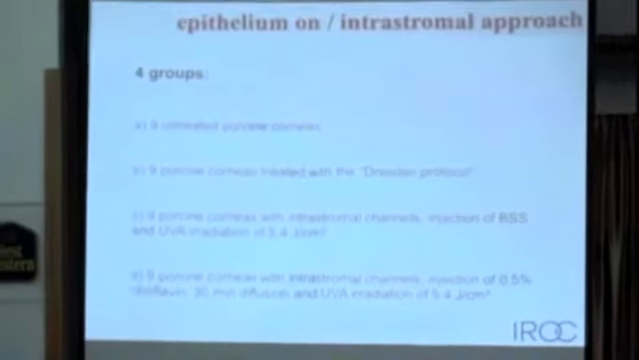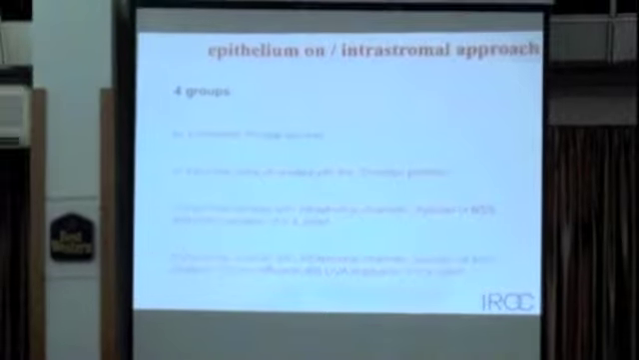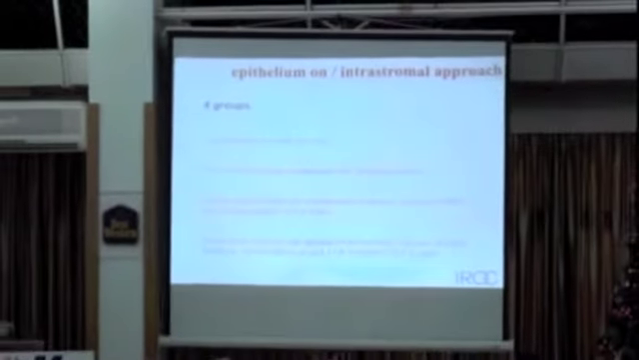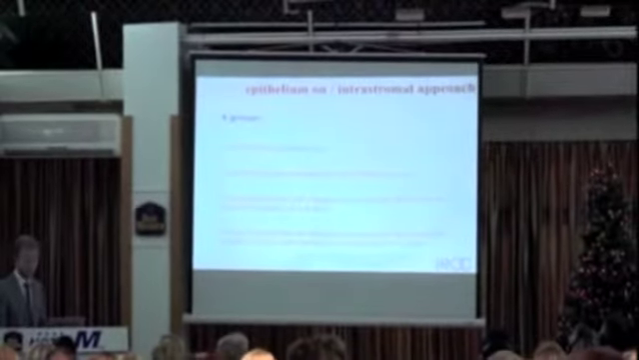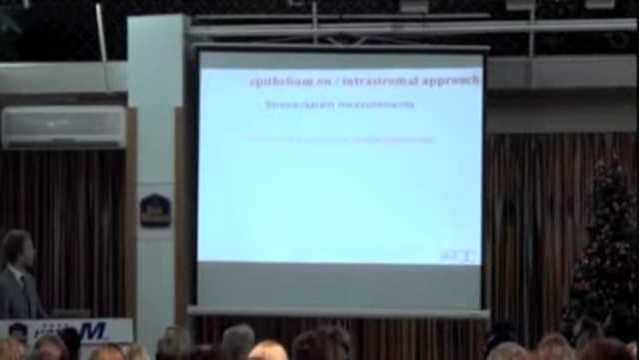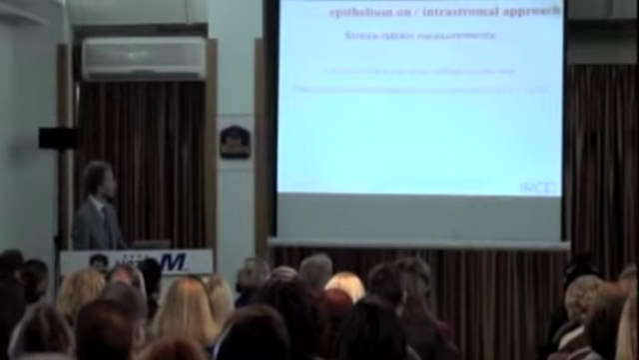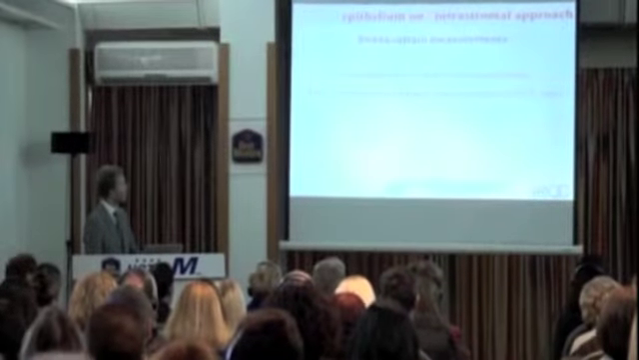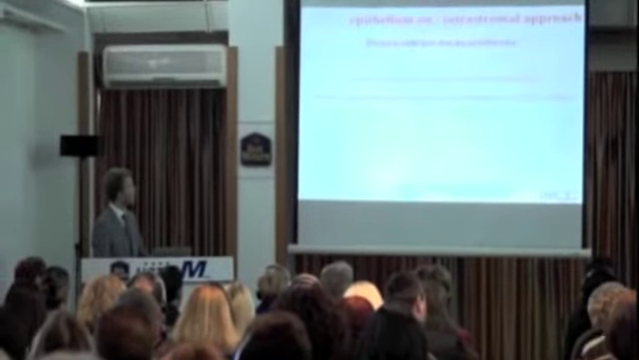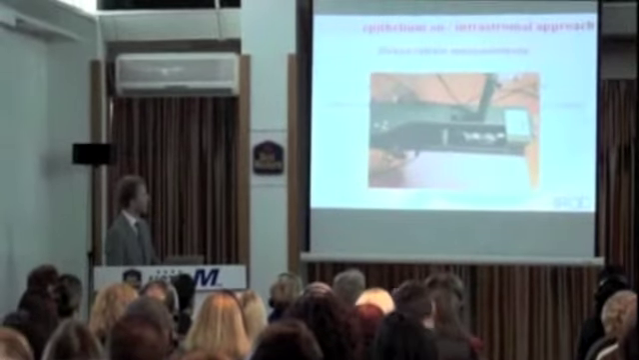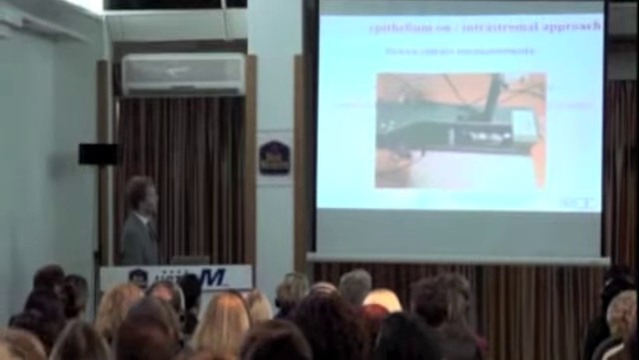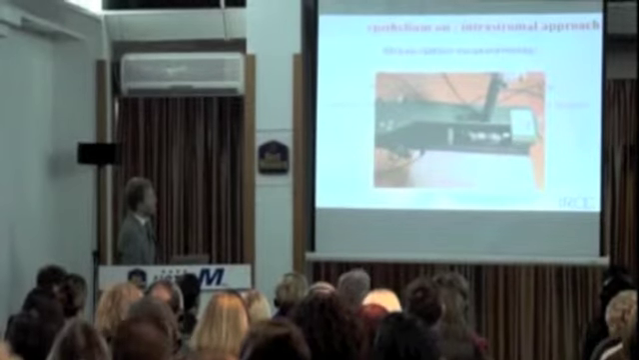We waited for 30 minutes to let the riboflavin diffuse, and afterwards we had the UVA radiation of again 5.4 joule per square centimeter. Then we performed stress strain measurements. We excised a 5 millimeter wide vertical strip in the cornea. We performed stress strain measurements between 0 and 12% strain. This is our stress strain machine with which we perform the measurements.